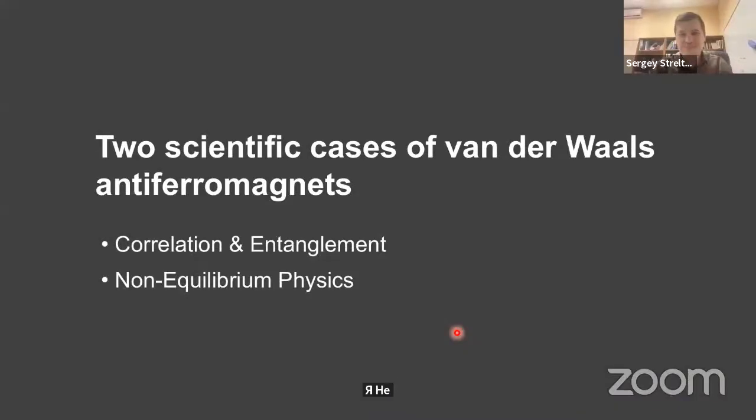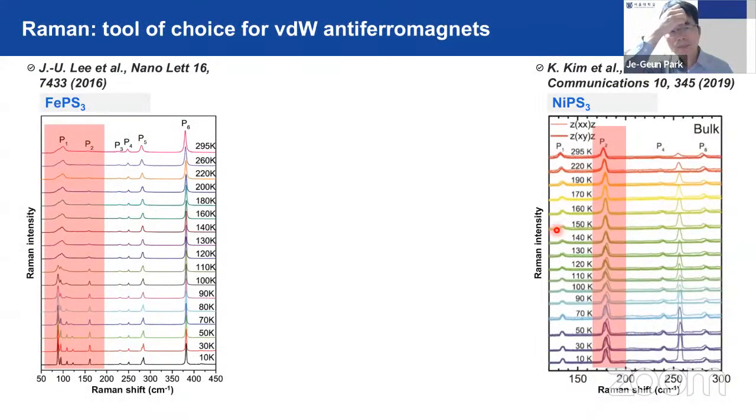So the main part of my talk won't be that long. If you have questions, I'll probably provide a more detailed discussion. But I'd like to give you a snapshot of what we've been doing on these two questions of correlation and entanglement, and also a little bit about how we are interested in this non-Euclidean physics. So as I said, choosing the right tool for van der Waals antiferromagnets was a big problem for us.